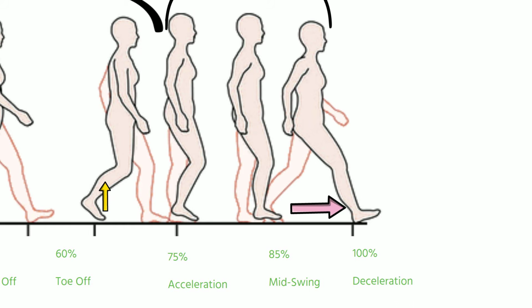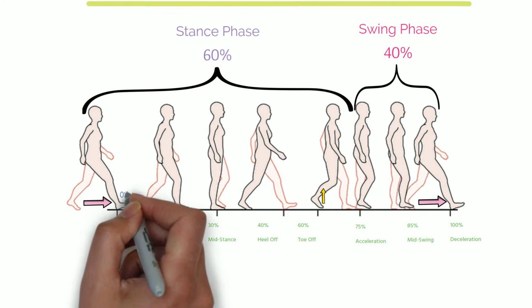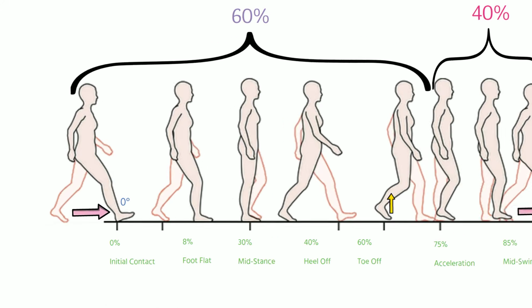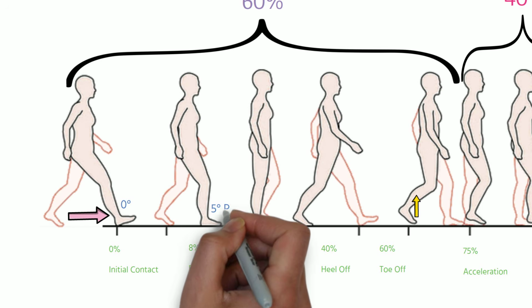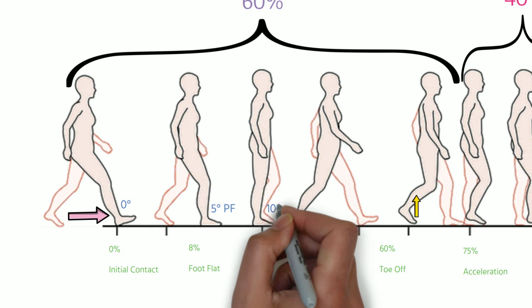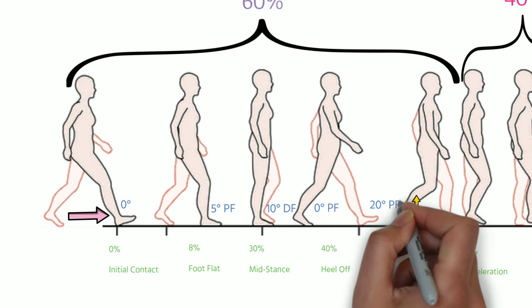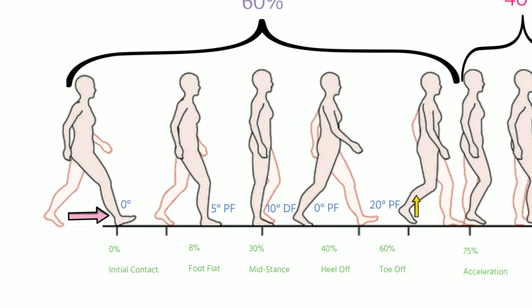Finally, let's take a look at the ranges of motion. At initial contact, the ankle is in neutral position. As the foot lowers to the ground, the ankle moves into 5 degrees of plantar flexion. As the body moves over the foot, the ankle dorsiflexes to about 10 degrees. In the last two stance phases, the ankle undergoes plantar flexion. At heel off, the ankle is in neutral, and at toe off, the ankle is maximally plantar flexed to about 20 degrees.